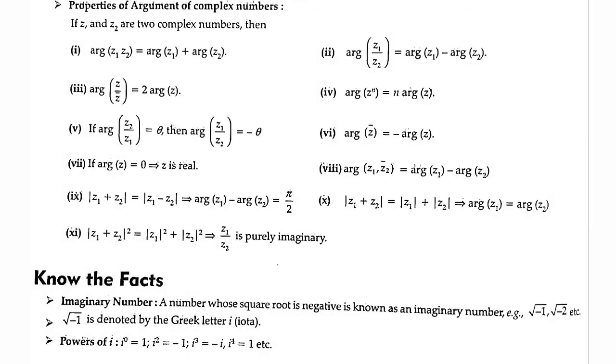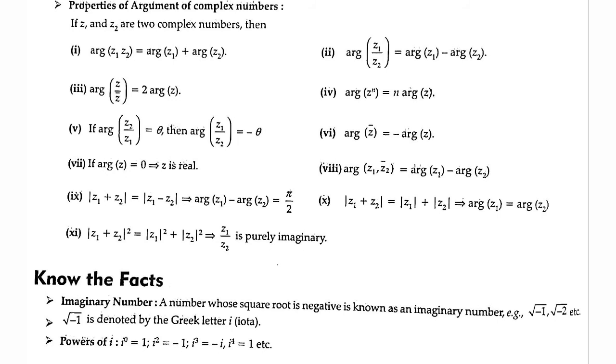Properties of arguments of complex number. If z1 and z2 are two complex numbers, then argument of z1 into z2 is equal to argument of z1 plus argument of z2. Second, argument of z1 upon z2 is equal to argument of z1 minus argument of z2.